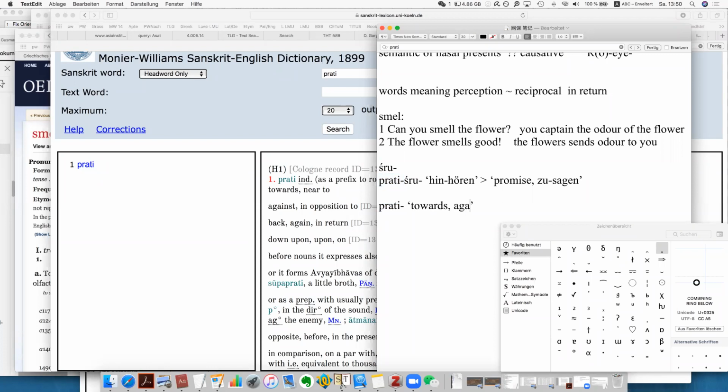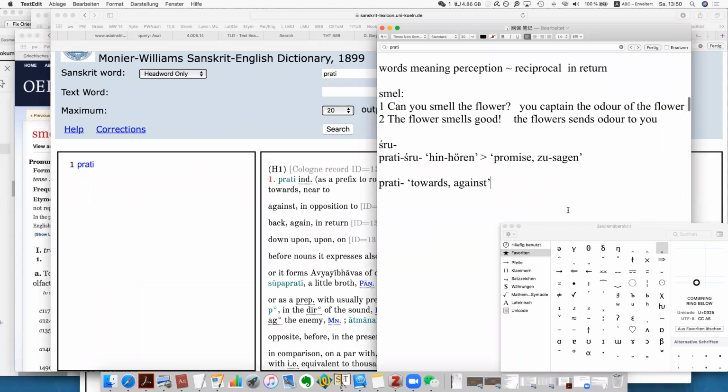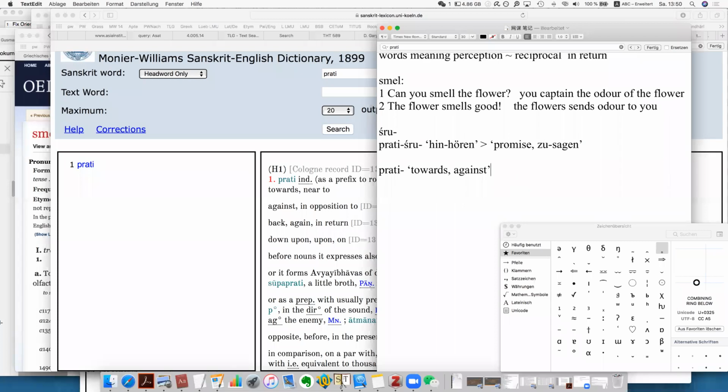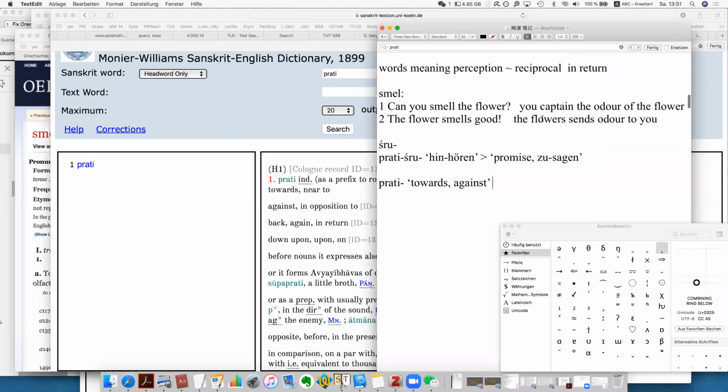Towards, against, right? So what is the meaning of towards and against? It means that there are actually two parties, two persons, and they communicate and interact, right? So interacting. Yeah, this is actually the meaning of prati. Prati-śru and prati, right?